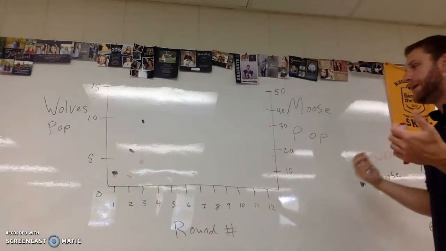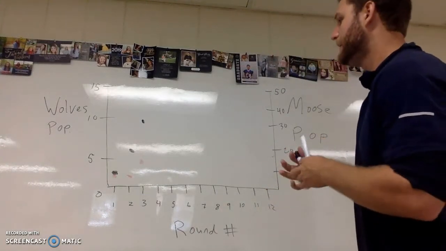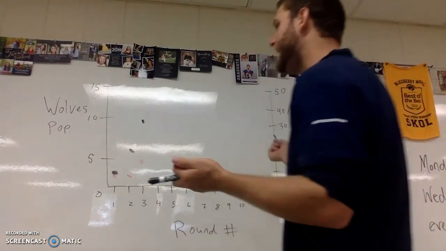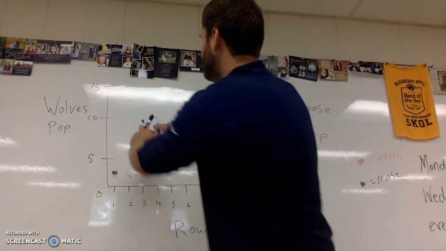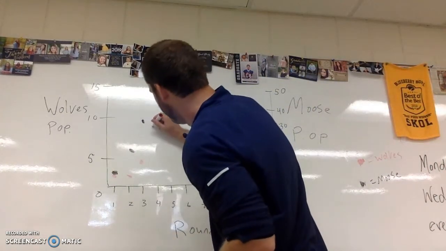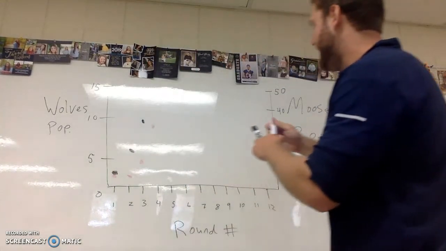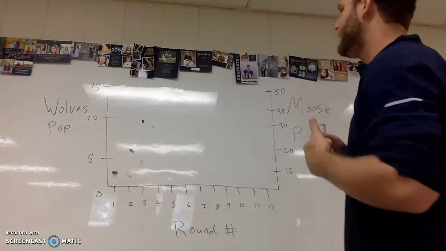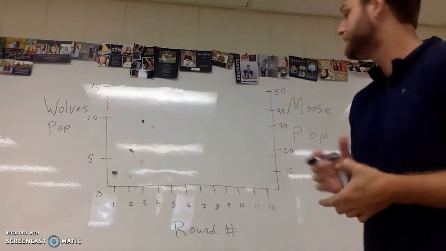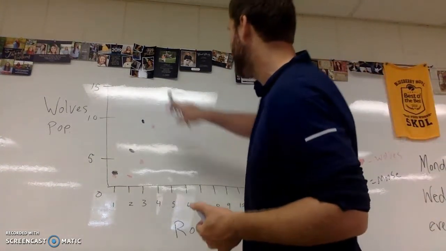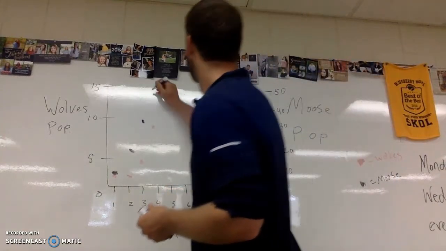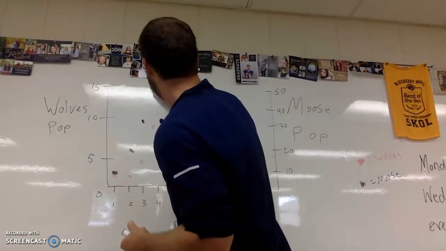Okay, we keep going. For round 4, let's say we got 8 wolves this time. So at 4, we're going to go all the way up to 8. Okay, and for moose, let's say we went to 48. That was our highest point. So in round 4, we go straight up, and we go almost all the way to the top.